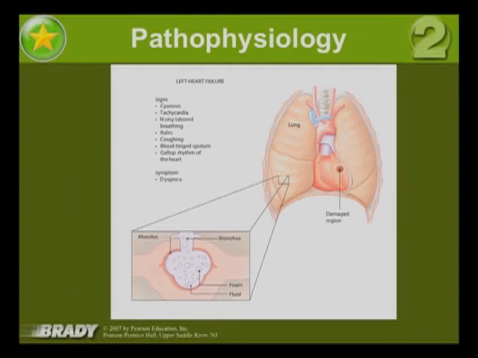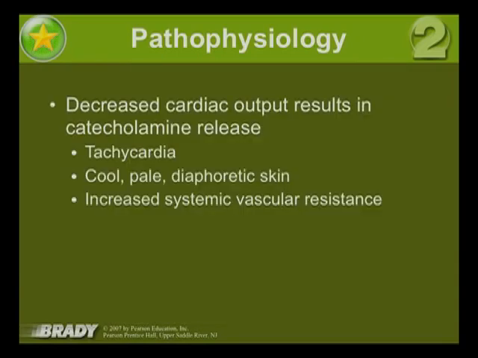The signs and symptoms you might have are cyanosis, tachycardia, noisy labored breathing, rales, coughing, blood-tinged sputum, a pink frothy sputum, a gallop rhythm of the heart. Symptoms, you'll have dyspnea. The decreased cardiac output results in a catecholamine release, causing tachycardia, cool, pale, diaphoretic skin, and increased systemic vascular resistance.